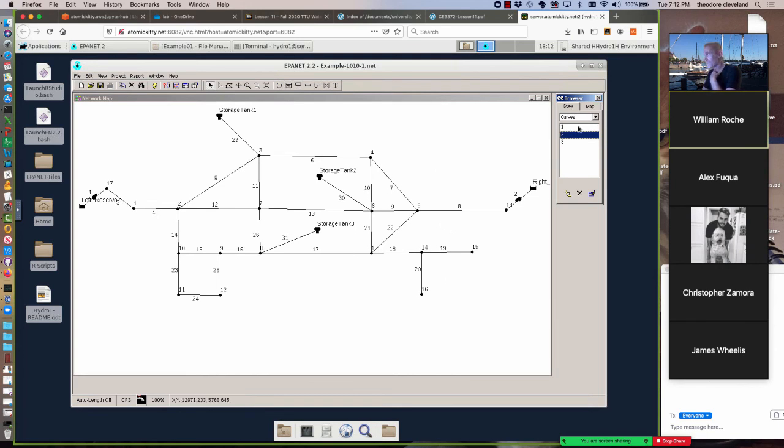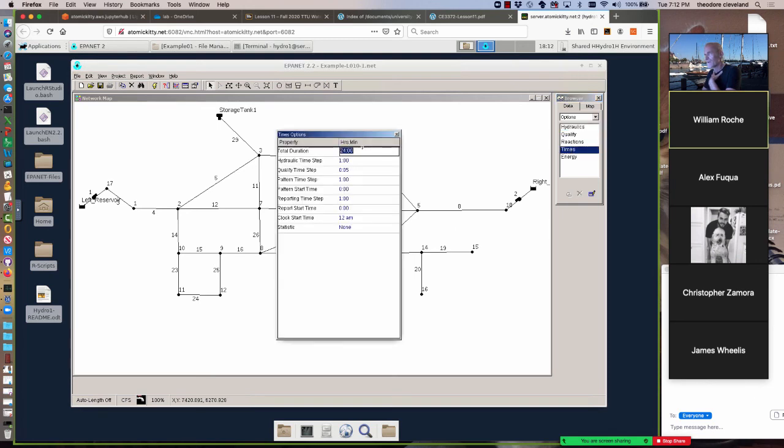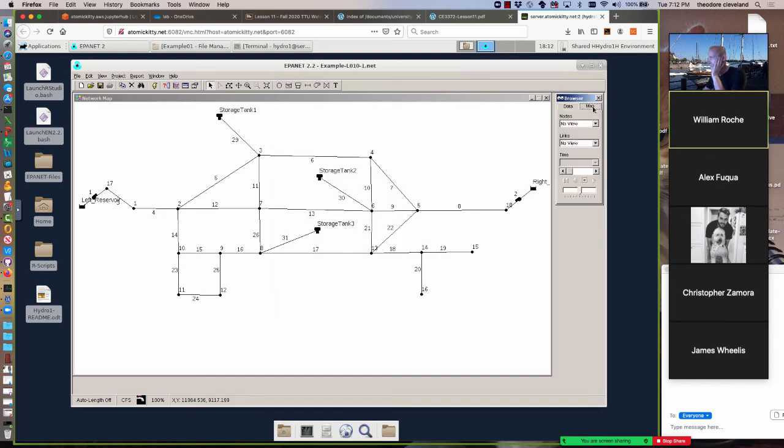Okay, so let's go to the options and we'll look at times. And I'm going to change that to a 0. So this will be a single period simulation, and we'll know that because none of this stuff here will light up. In the time window when the simulation is completed, it will say single period.